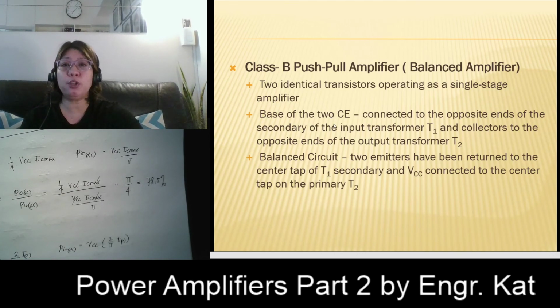The bases of the two common emitter configurations are connected to the opposite ends of the secondary of the input transformer T1, and the collectors to the opposite ends of the output transformer T2. We call this a balanced circuit because the two emitters have been returned to the center tap of the T1 secondary, and VCC is connected to the center tap of the primary of T2.